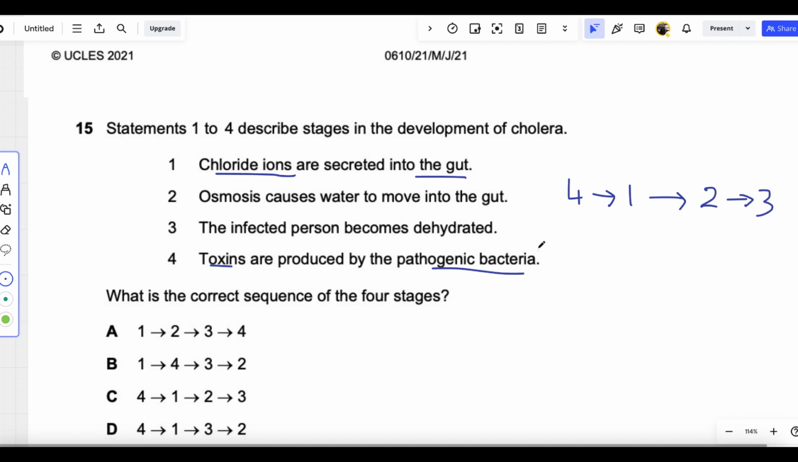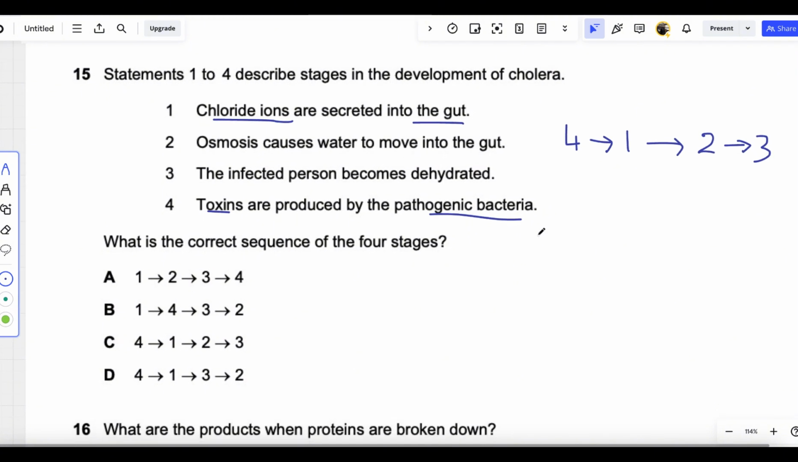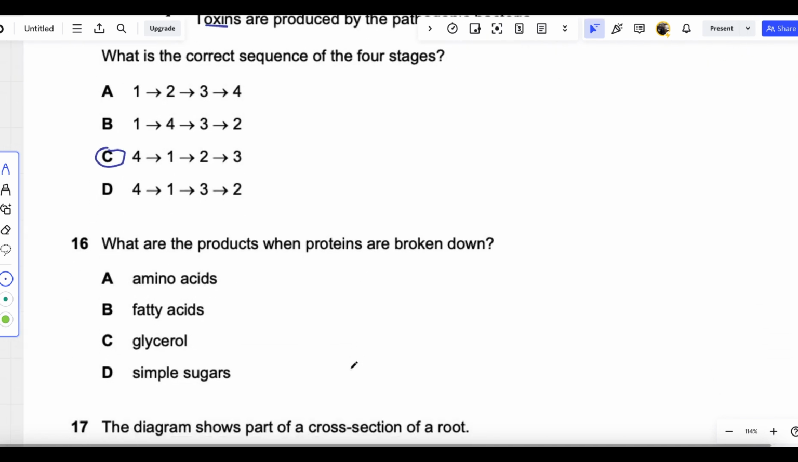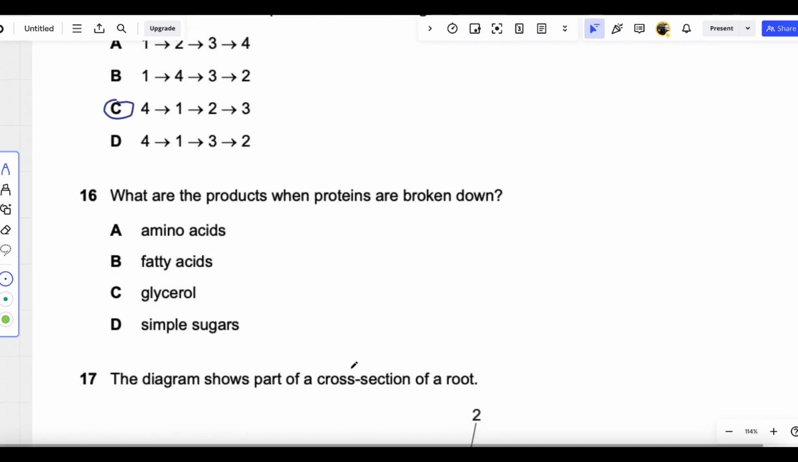So we look for the option that best arranges them. A is wrong, B is wrong, C is 4, 1, 2, 3. Yes, C is correct. D is 4, 1, 3, 2. These are similar, but I think C is more correct, because the dehydration is the last process. The dehydration, not the osmosis causing the water to move into the gut. Now we go to number 16 as fast as we can.